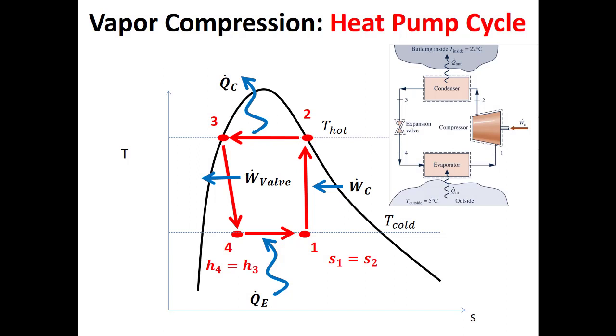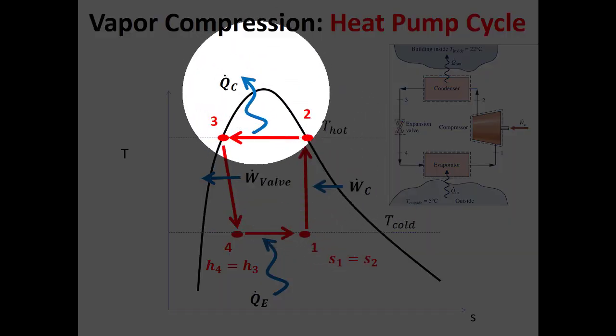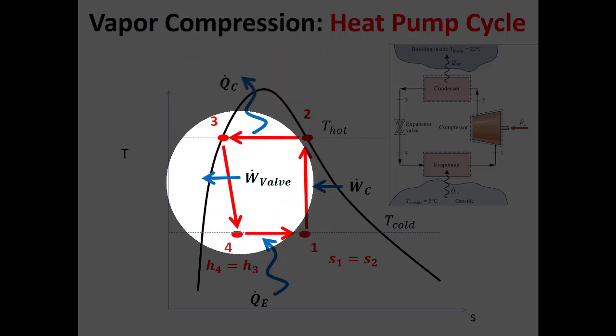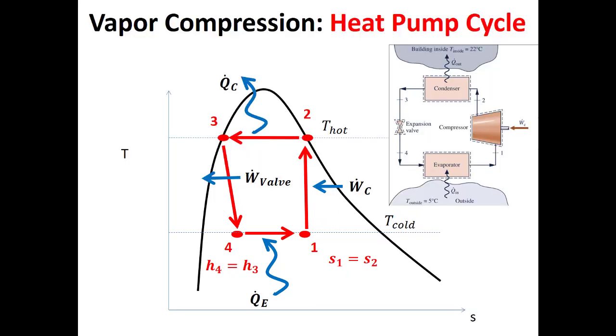Here I've drawn the energy terms that I think are important for each process. Through the compressor, I'm adding power into the system. In the condenser, I'm rejecting heat. In the valve, I've drawn this like a turbine where I'm producing power, but since this is isenthalpic, W dot will also be 0. And then I'm adding heat into the evaporator. So this is what my vapor compression heat pump cycle looks like. A TS diagram for a refrigeration cycle would look the same, but for the heat pump, my energy benefit is the heat rejected from the condenser.